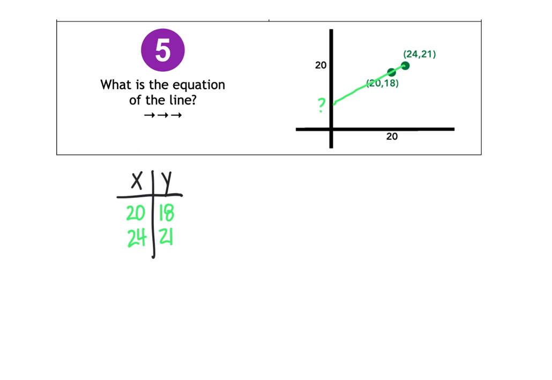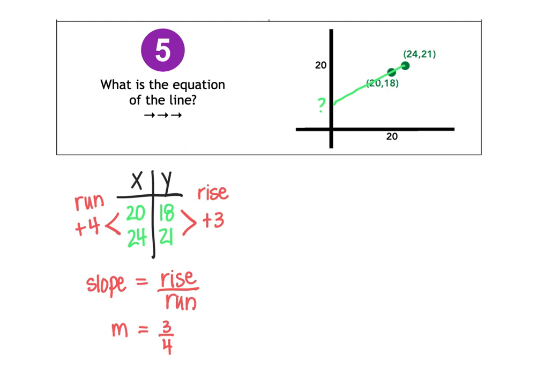We can find the rise on the right-hand side, or the y column, to be an increase of 3, and we can find the run, or the increase or change in the x column, to be 4. This means we have a slope of rise over run, or 3 over 4. Let's put that into our equation y equals mx plus b. It'll be y equals 3/4 x plus b.